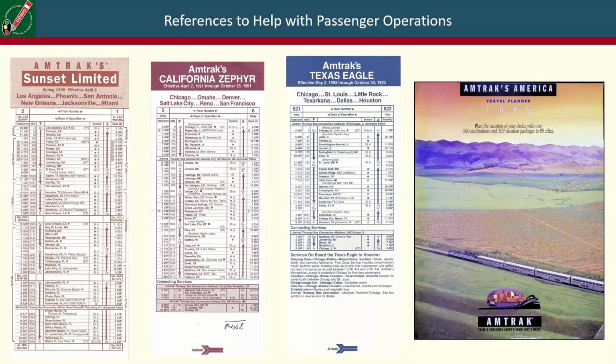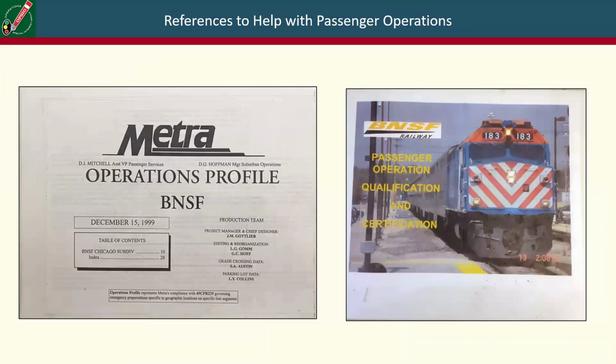These are some other guides that can help. These are for Metra and BNSF. The left is the operations profile that Metra and BNSF produce. They had several of these over their time. This book gives you the track plan for the line. It gives you some of the rules for the line for the engineers and conductors. And as in some other ones, it gives you the speed limits for the trains on the line, including the freight trains.